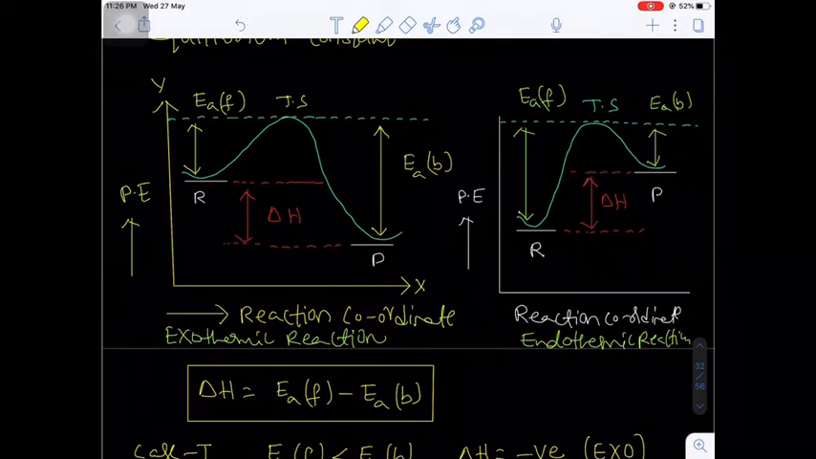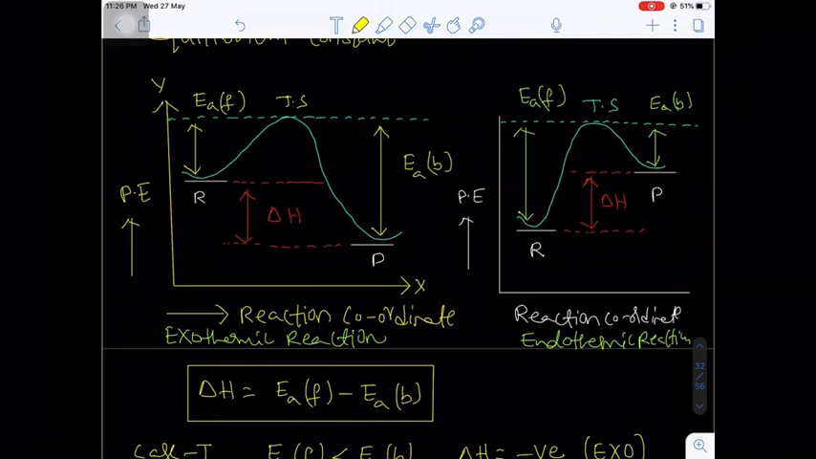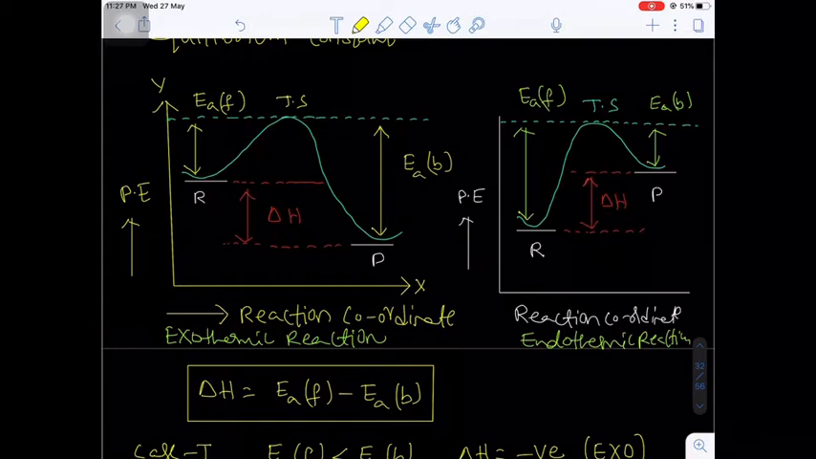Now here, if the activation energy of the forward reaction is less and the backward reaction is more, then this will be an exothermic reaction. If the activation energy of the forward reaction is more and the backward reaction is less, that is called an endothermic reaction. Okay.